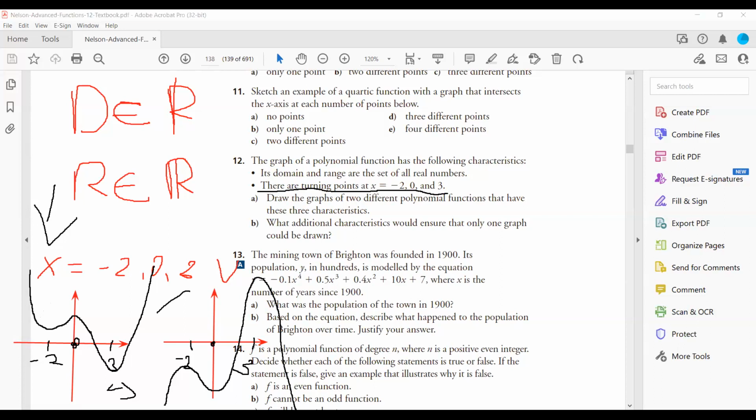Yeah, sir, it was me. Oh, okay. If the leading coefficient is positive, yes, that's one of the characteristics. Great job. And one more.